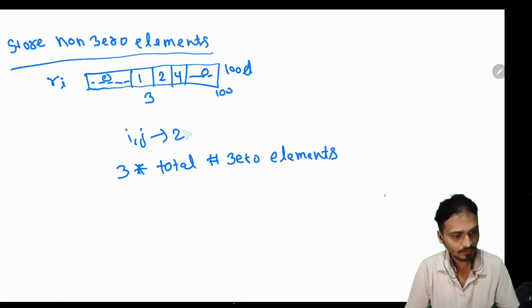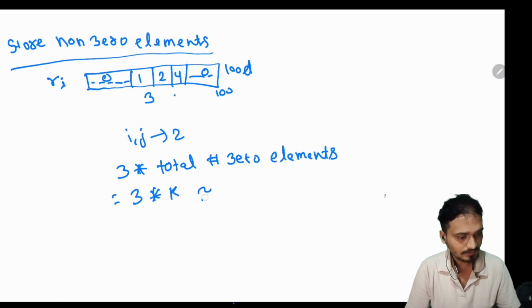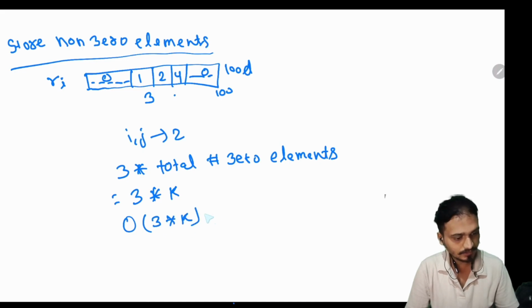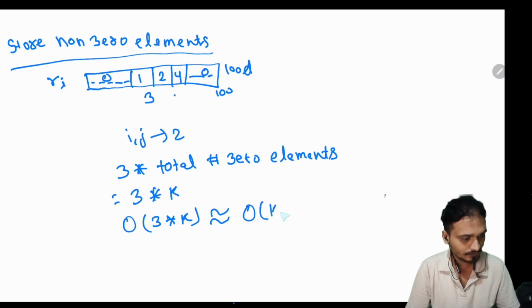Here I am not talking only about this particular review. I am talking about reviews in general. It can be anything. So what will be the total space complexity? It will be 3 multiplied with the total non-zero elements. Let's say we have k total non-zero elements. So it will be only 3 into k, which is big O of 3 into k space complexity, which is equivalent to big O of k.